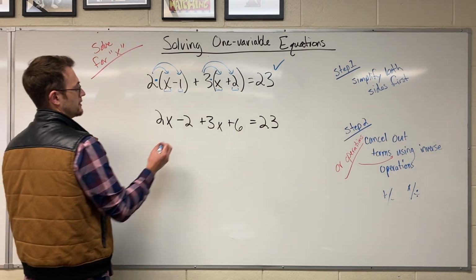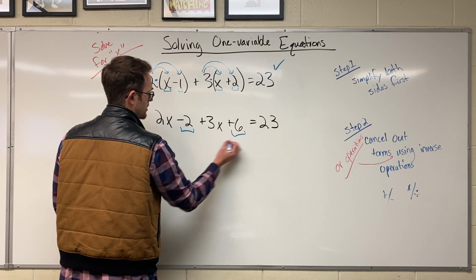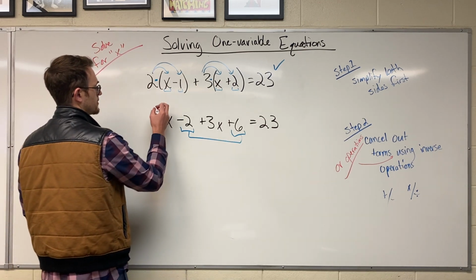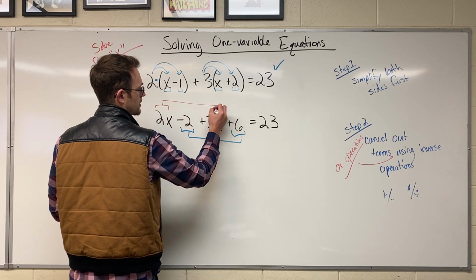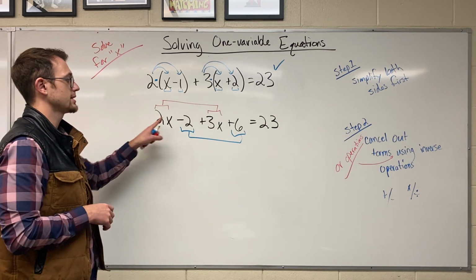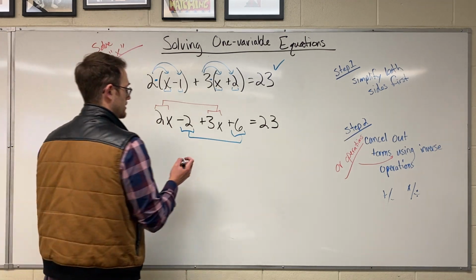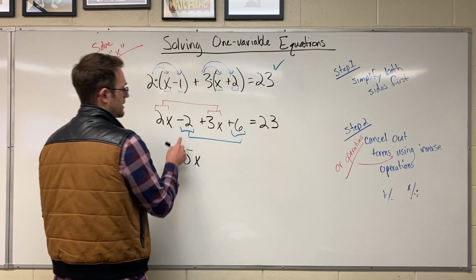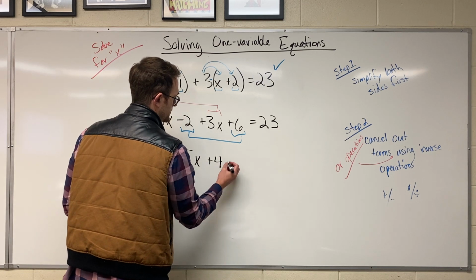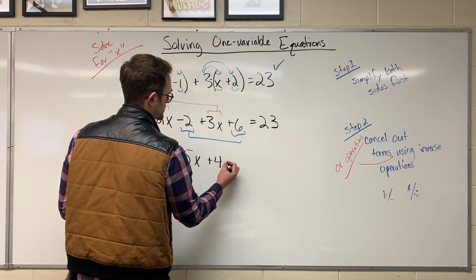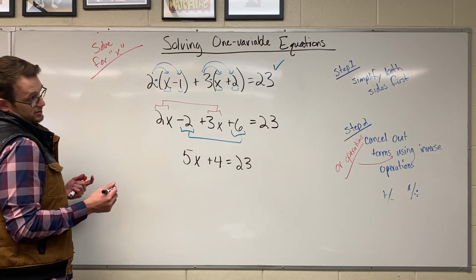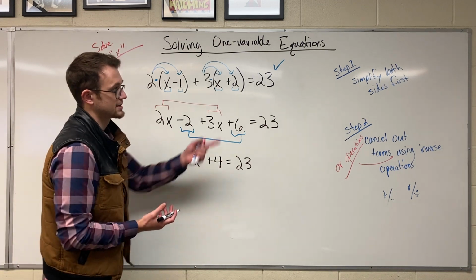Now we have like terms. Get my red out. We got like terms. All right, you combine those. So positive 2x, positive 3x is positive 5x. Negative 2 plus 6 is 4. Equals 23. Need to simplify. We're good. Step 1's done.